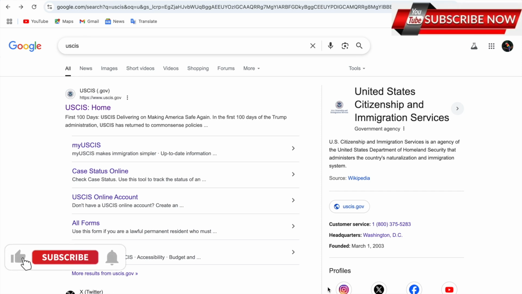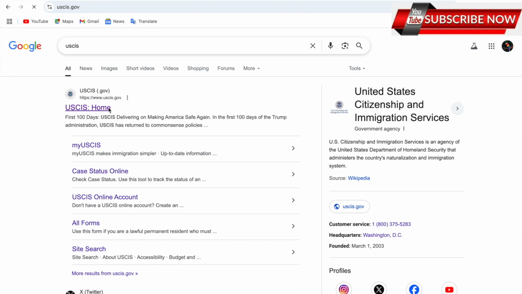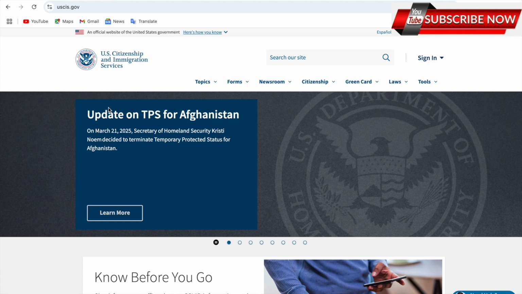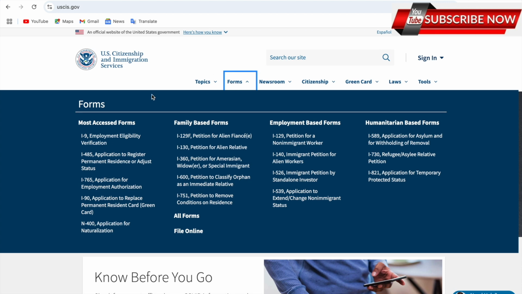So today I'm going to show you guys how to fill out Form I-129F, Petition for Alien Fiancé. So without wasting my time, you go into your browser and search for the USCIS homepage. Always remember, use a browser that will help you edit the forms on your computer. When you come to their website, click on the forms.